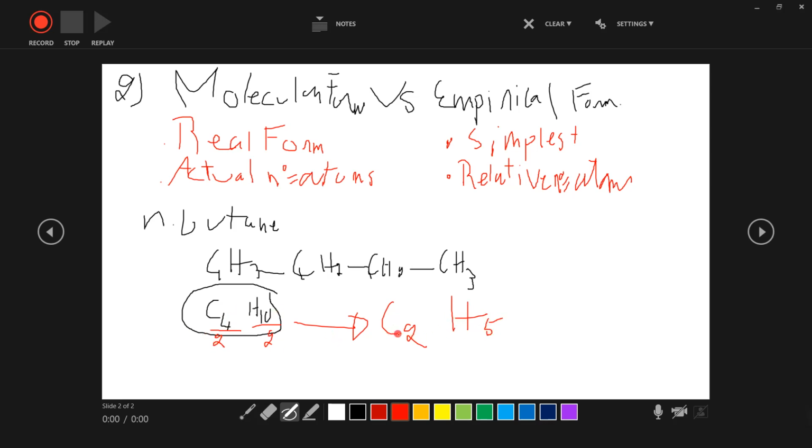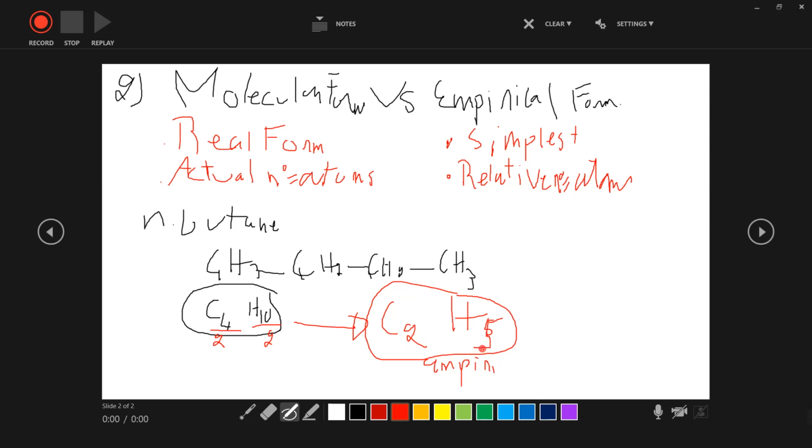Can I divide C2H5 by another number? No. If I divide 5 by 2, this will be 2.5. I cannot get a fraction. So can I say that this is the simplest form? Yes, this is the simplest form. So this is my empirical formula, representing the simplest form of the formula.